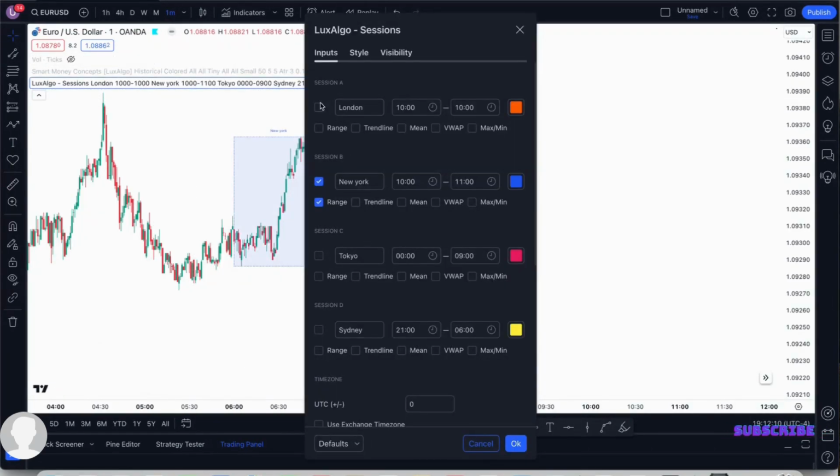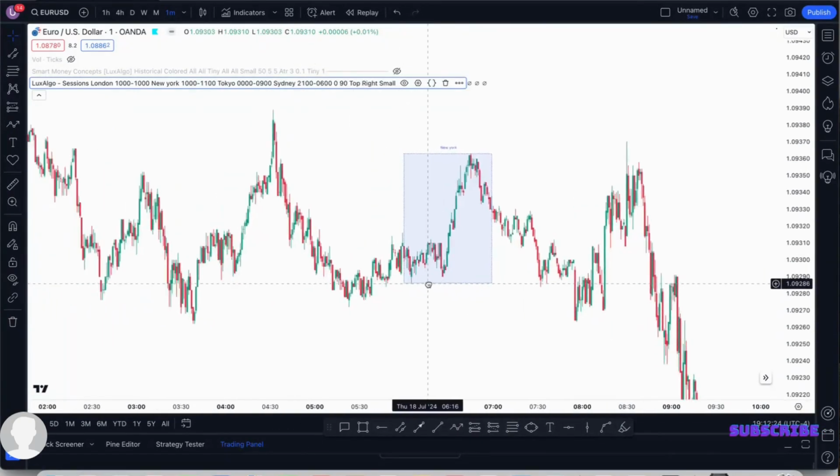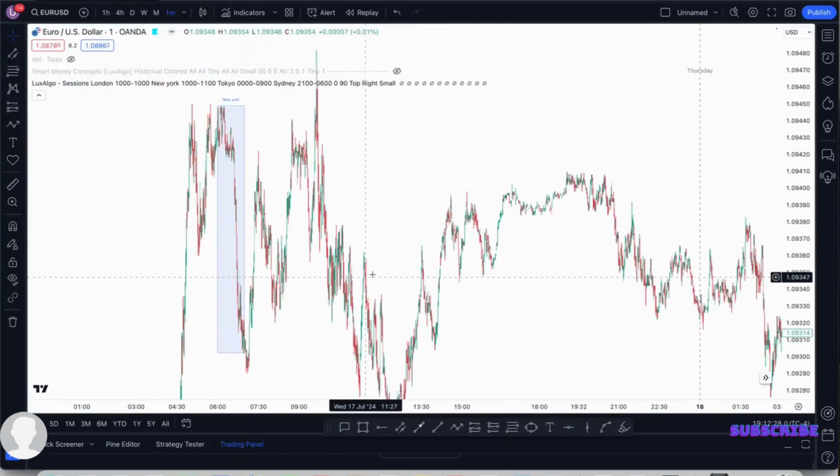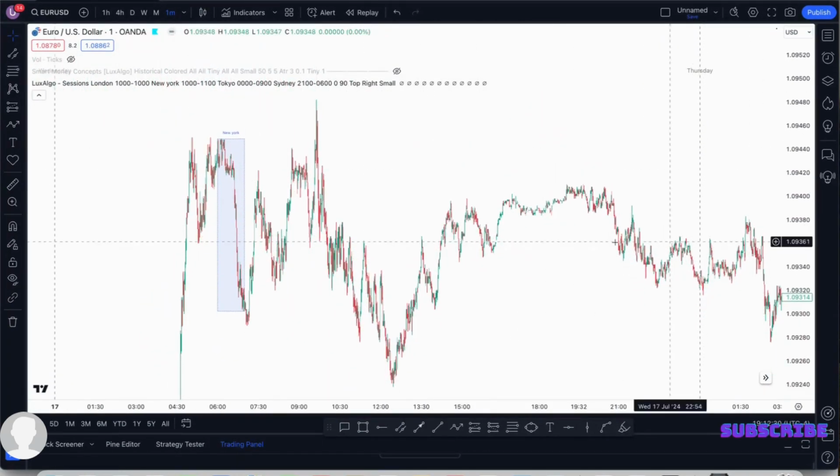In the settings, you can turn off the London session, the Tokyo and Sydney, and set your timing for the New York session from 10 a.m. to 11 a.m. Now, these are my own timings. It alerts me to all the sessions where the market is going to react.